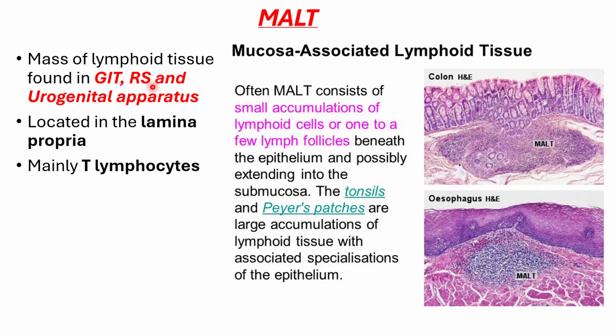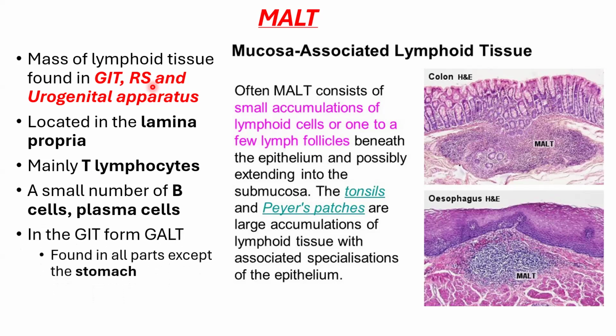They have mainly T lymphocytes, but not only T lymphocytes, they'll contain immune cells majorly, so they'll also contain B lymphocytes, plasma cells, and a few macrophages. Apart from the GI tract, specifically the stomach, which will not comprise these mucosal associated lymphatic tissues. So remember, they are found in the GIT, in the respiratory system, and the urogenital tract.